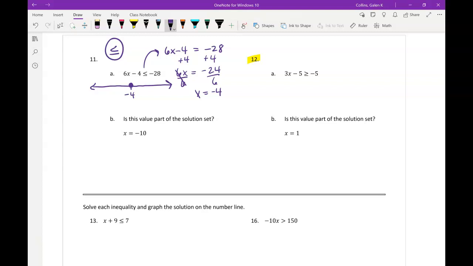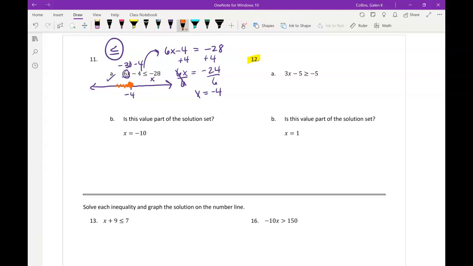So let's say I plug in a negative 5. Well, 6 times negative 5 would be negative 30. If I subtract 4 from that, I get negative 34, which is indeed less than negative 28. And if I plug in a number to the right of negative 4 just to test, like let's say I plug in a 0, 6 times 0 is 0 minus 4, I would get negative 4, which is not less than negative 28. So my solution here, I should have done this in a different color.